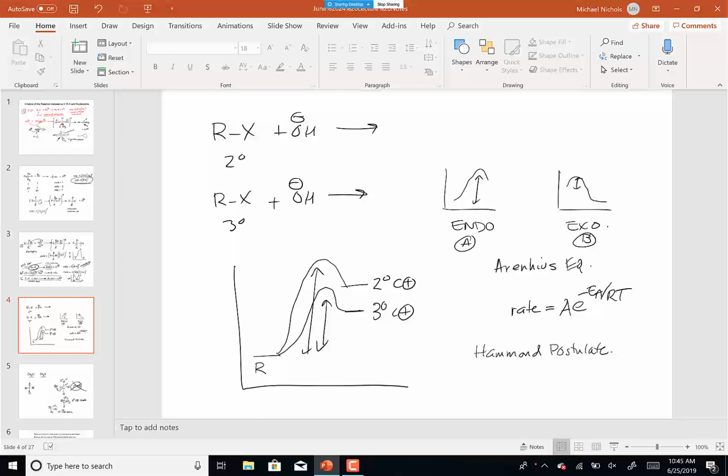Number one, a tertiary carbocation is more stable than a secondary because each alkyl group stabilizes the carbocation. The tertiary carbocation is formed faster because it has a lower activation energy according to Hammond's postulate. And by the Arrhenius equation, if it has a lower activation energy, it's formed faster.